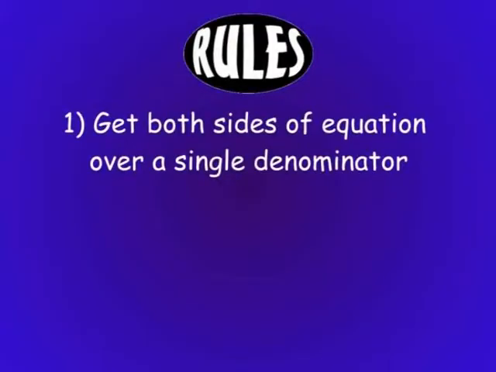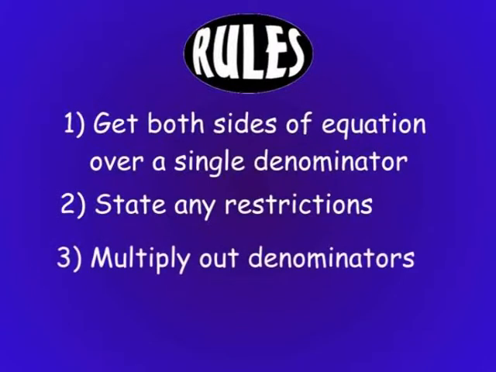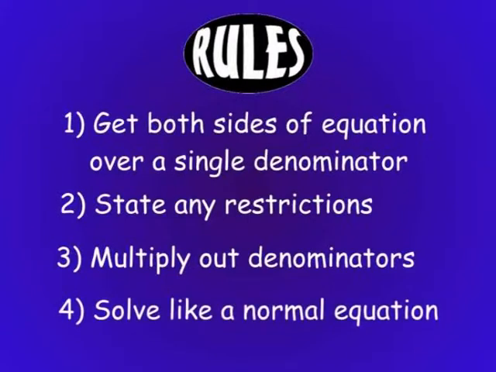Rule 1. Get each side of the equation over a single denominator. Rule 2. State restrictions, if any. 3. Multiply out the denominators. 4. Solve as you would a normal equation.